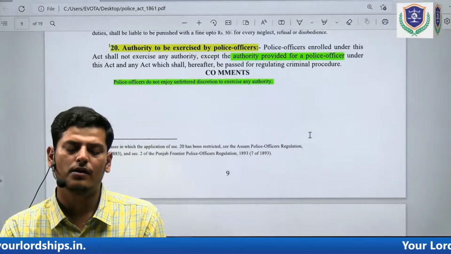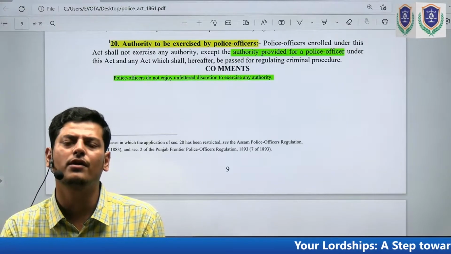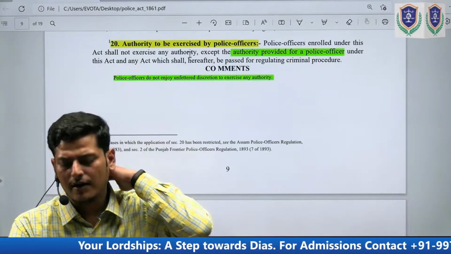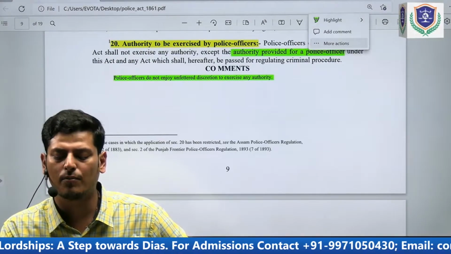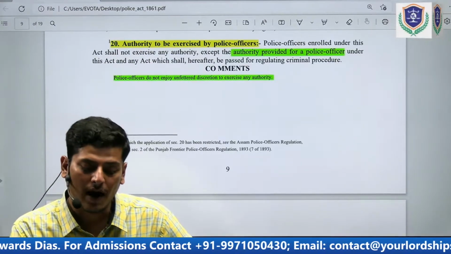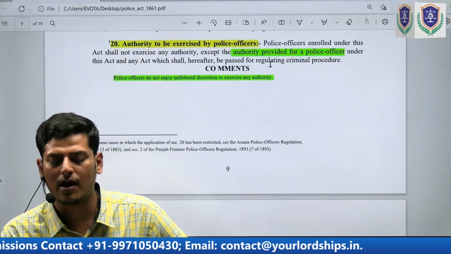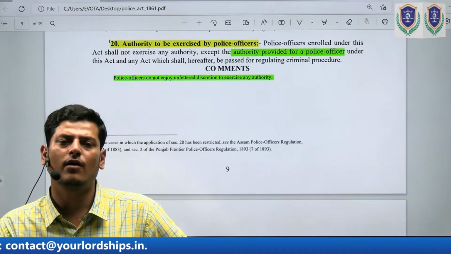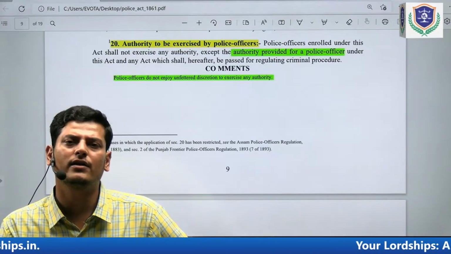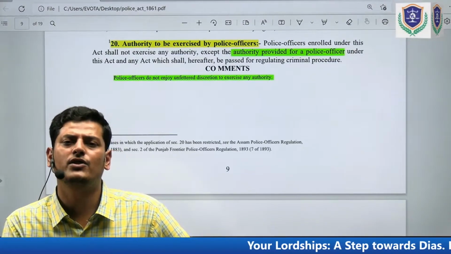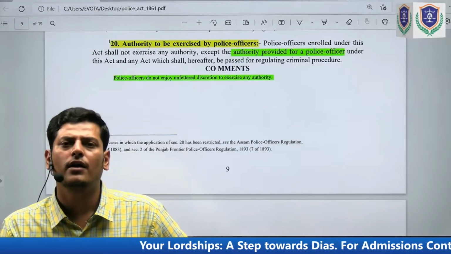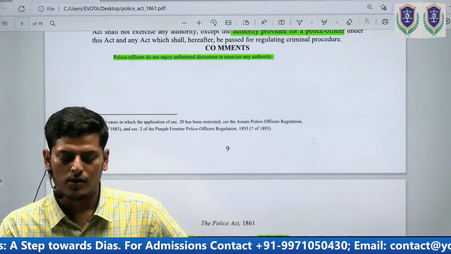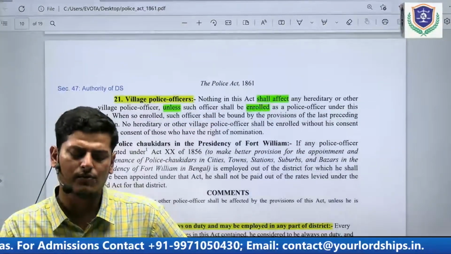Then yesterday we had dealt, section 20 deals with the authority of the police officer. What authority he is required to exercise? The authority which is given under the act and not otherwise. So police officers enrolled under this act shall not exercise any authority except the authority provided for a police officer under this act, and also any act which shall hereafter be passed for regulating criminal procedure. So the authority which is given under this act, and also any act which is passed for regulating the criminal procedure, which gives such police officers any such authority, the police officer can exercise that authority. He has the power to exercise such authority which is given to him. So this is given under section 20, general section, which deals with the authority.